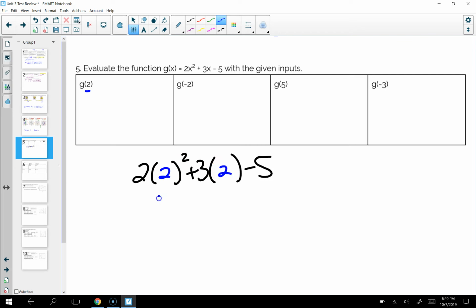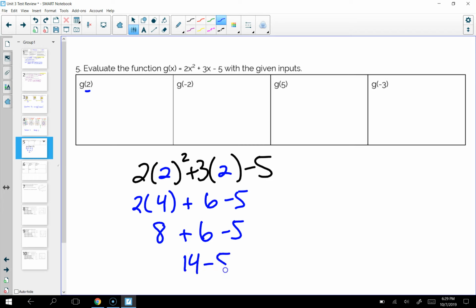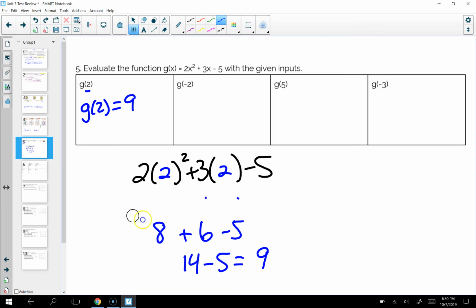All right, so 2 squared right here, that's 4. 2 times 4 is 8. Okay. 3 times 2, that gives me a 6. Then we still have minus 5. So 8 plus 6, that gives me 14. 14 minus 5, that gives me 9. So g of 2 is equal to 9. If I plug in 2, I'm going to get a 9 out of it. All right? Let's do it again, but this time we're going to use -2.